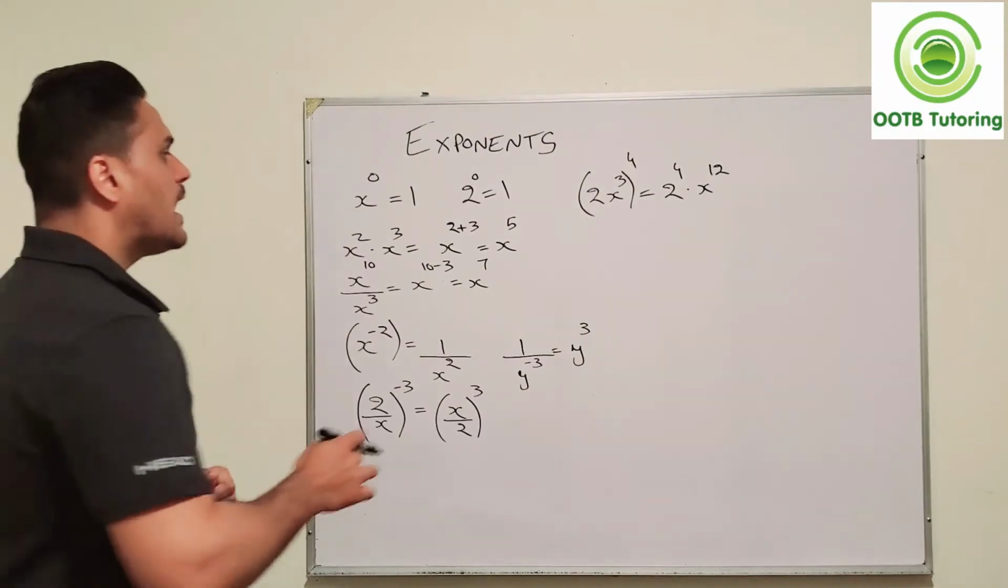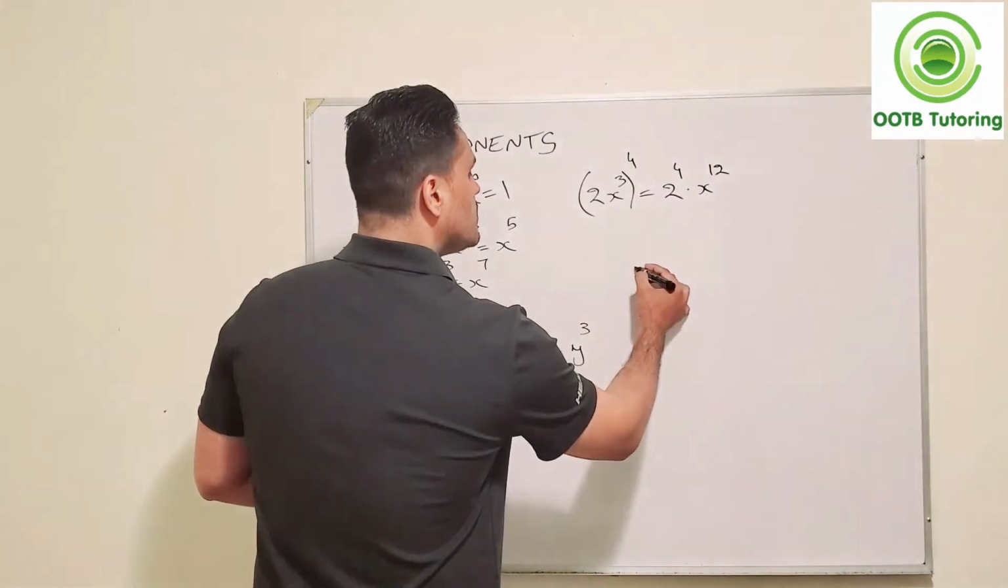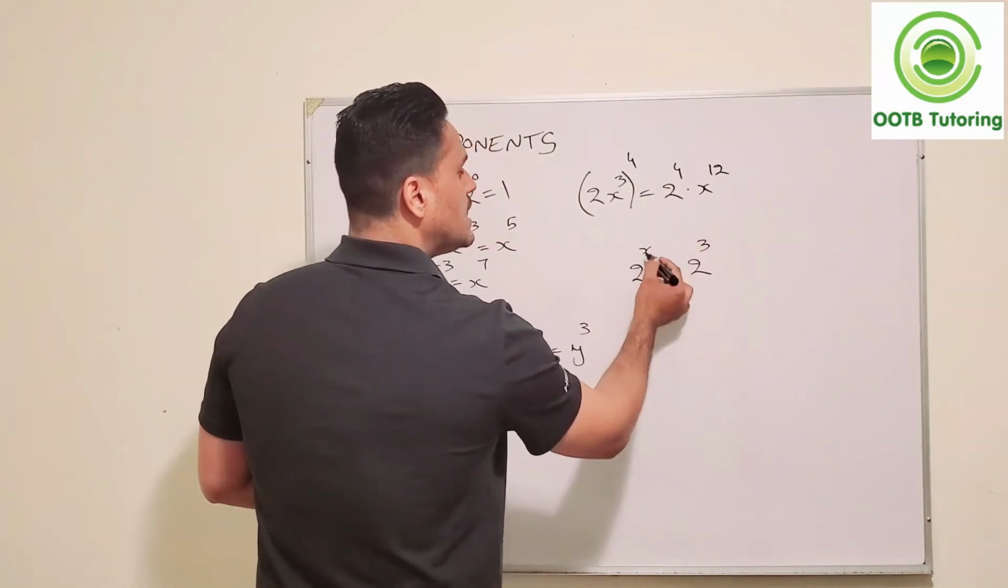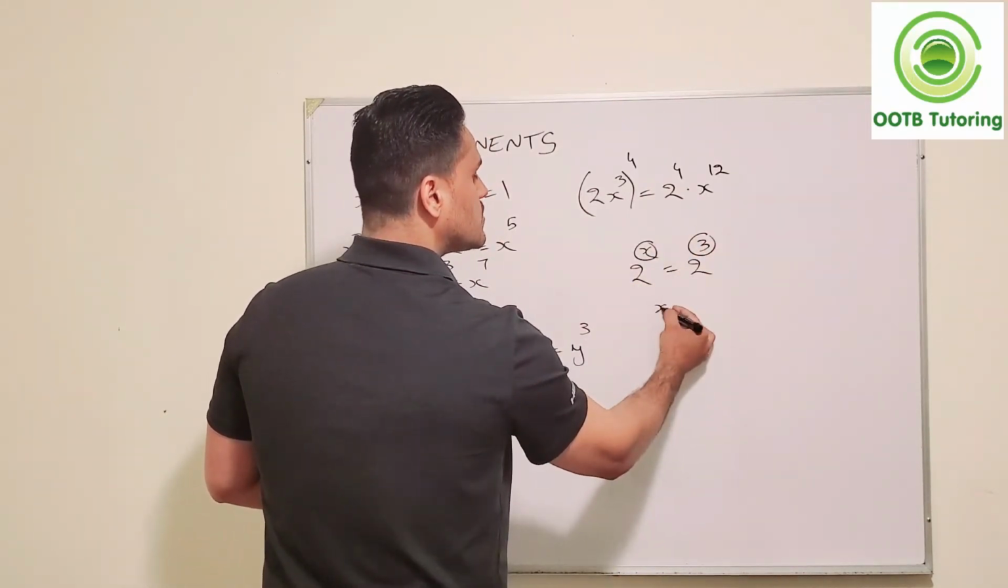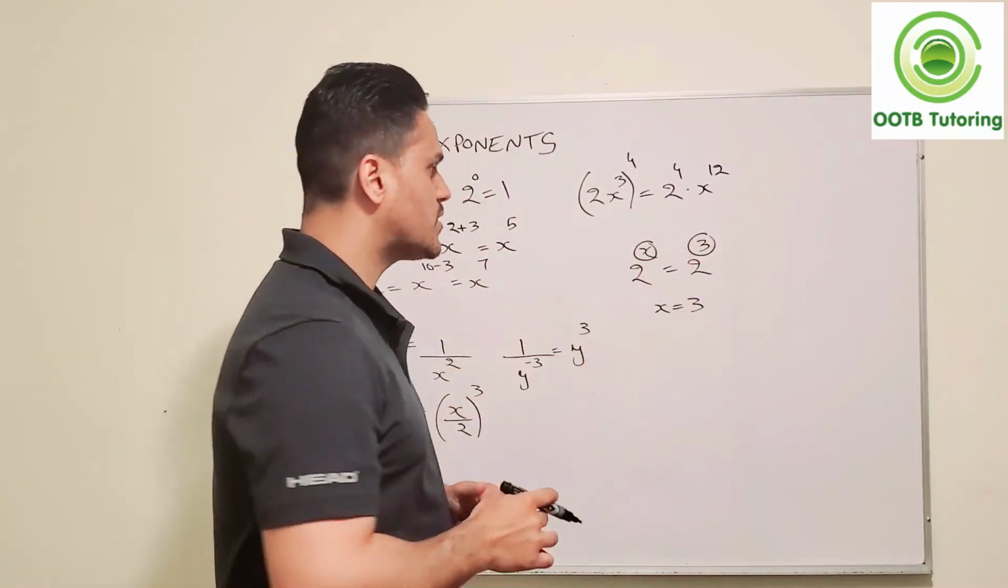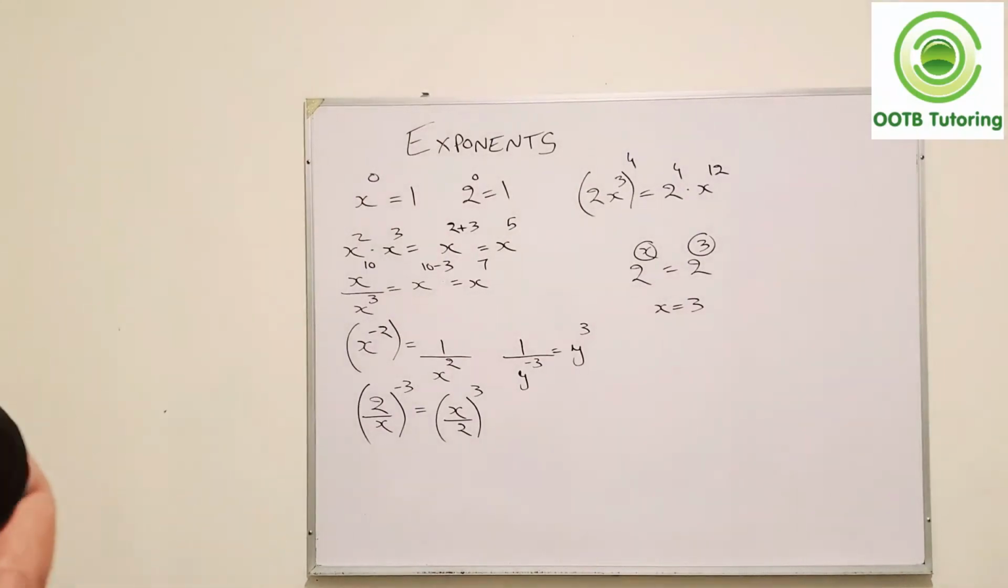Okay? Now, if you ever ended up having 2 to the power x is equal to 2 to the power 3, this would just mean that x is equal to 3. Okay? Because our base is the same, which means the powers would need to be the same. Okay? Let's do a few examples.